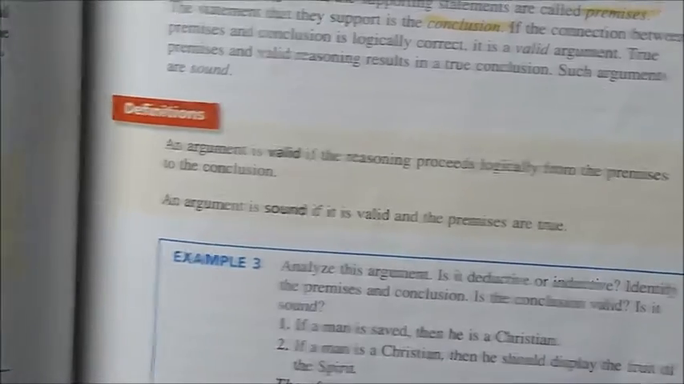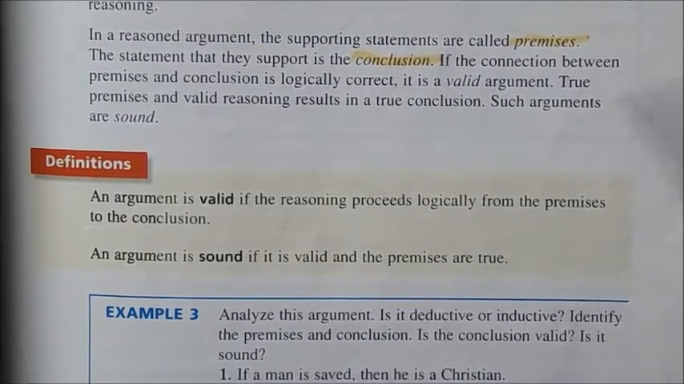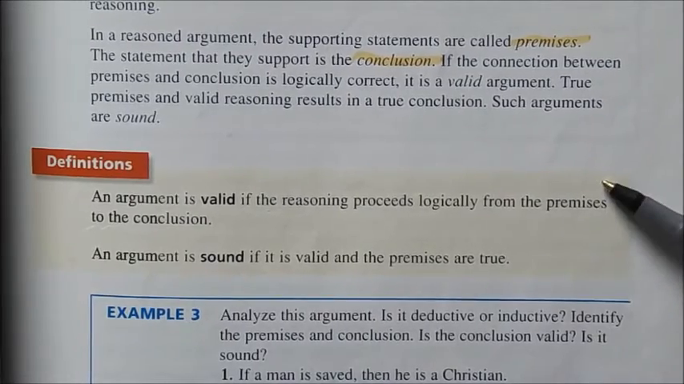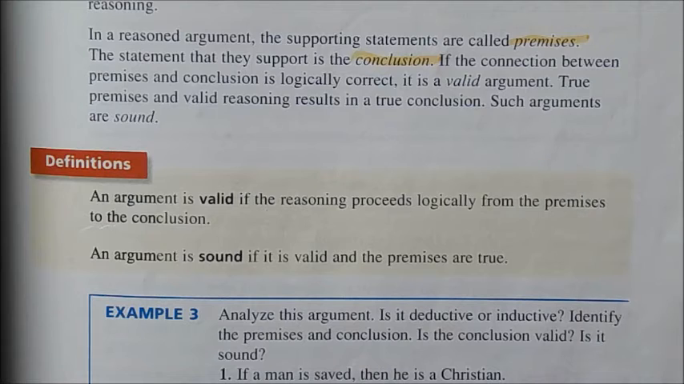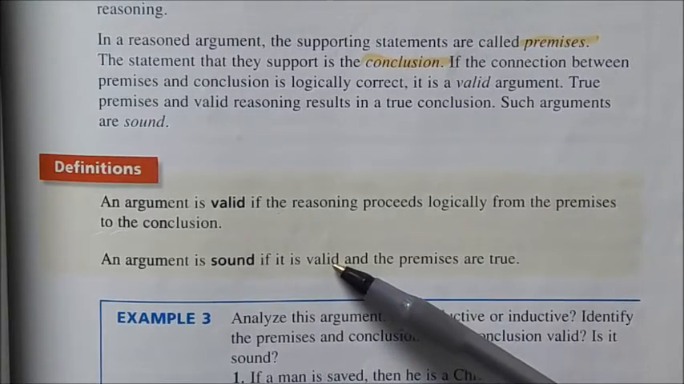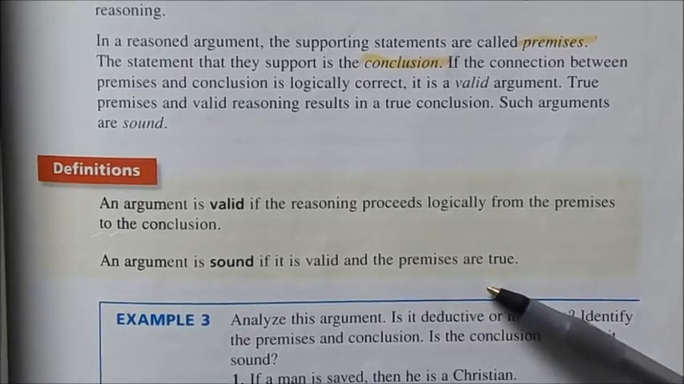It says an argument is valid if the reasoning is logical all the way through, from premises down to the conclusion, if it proceeds logically. So you're going to end up seeing that you could make a logical argument that isn't even true, but logically it would make sense. You would say that's valid. But if you want to get into a sound argument, it has to be logical from front to back, from start to finish, but also your premises have to be true.